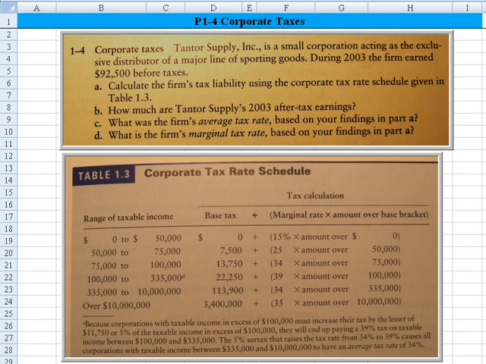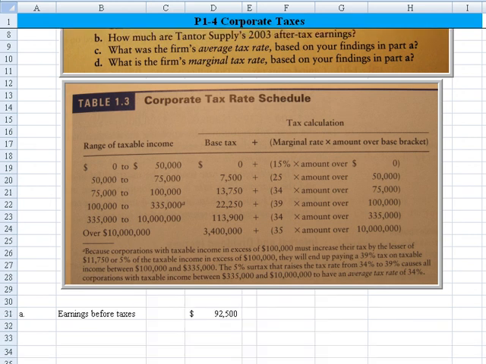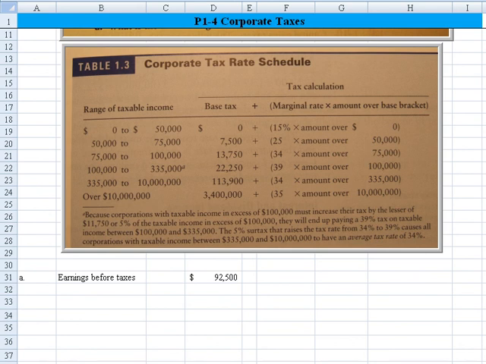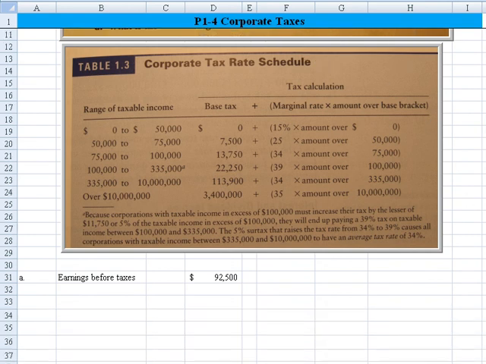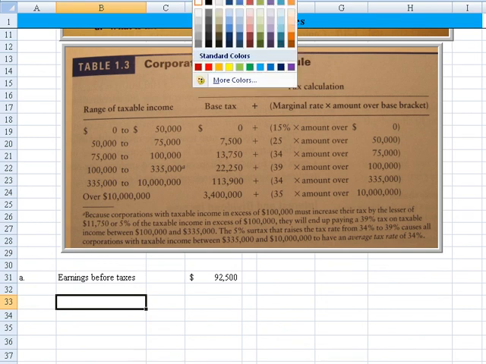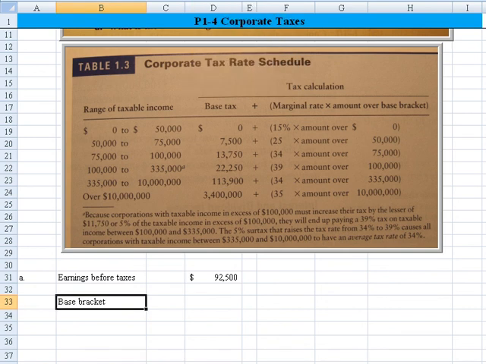Let me slide up and let's bring this problem to light. I've staged a little bit of the problem just to save us some time. Up here it said that the company had $92,500 of income before taxes, so I've dropped that in here. So we need to calculate the corporate taxes. First, let's indicate what the base bracket is that we need to consider.